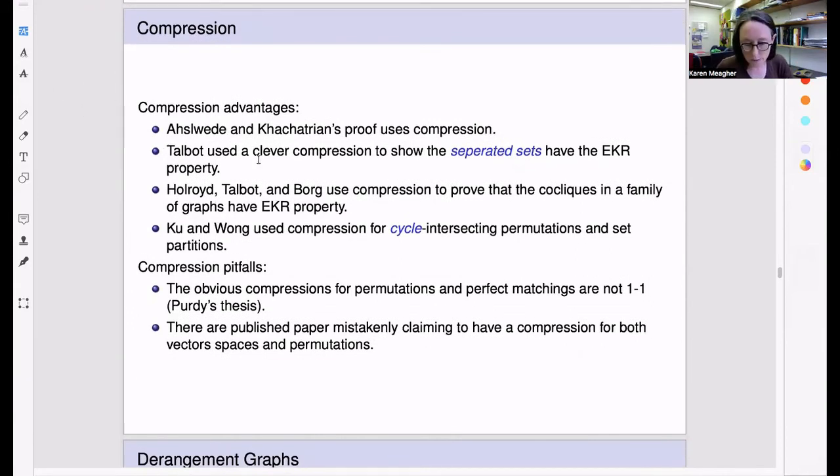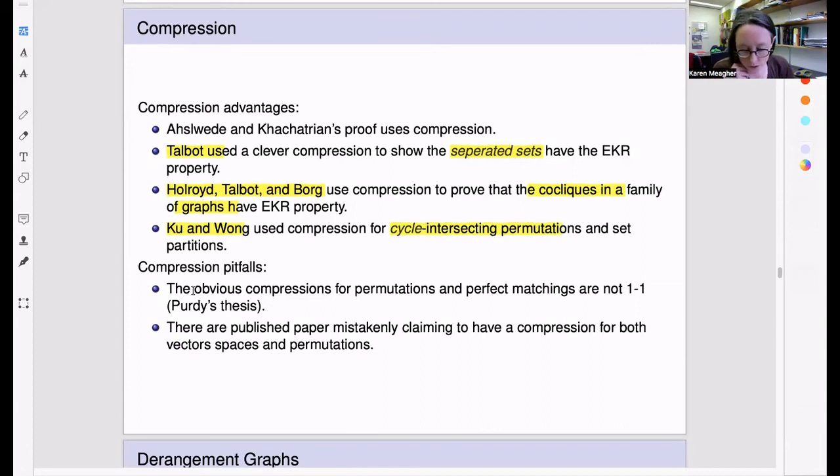It's been used in a bunch of cases. Talbot used it for separated sets. And he also used it with Borg and Holroyd to prove that co-cliques in a specific family of graphs have the EKR property, which was pretty impressive. Ku and Wang used it for cycle intersecting permutations. But it can be really hard to make a compression that works.